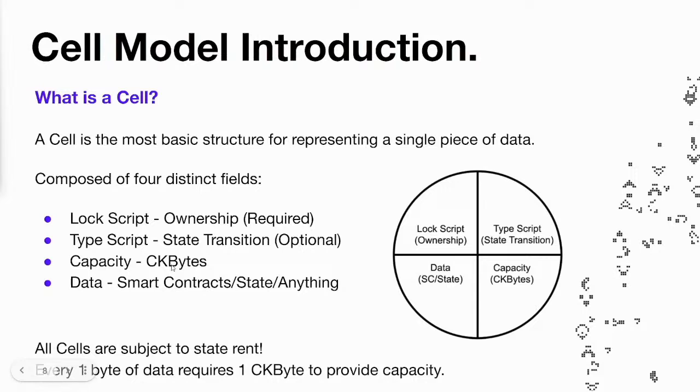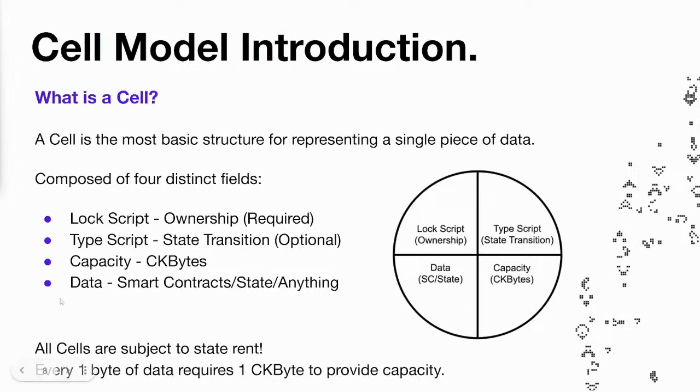And capacity, CK bytes. So whenever you want to put data into a cell, and you can put any kind of data you want, you must also lock in CK bytes. Every 1 byte of data that's being stored requires 1 CK byte to provide capacity. So in this context, CK bytes and capacity are the same thing. We call them capacity because it's providing the container, right? You want a larger container, you have to provide more CK bytes.